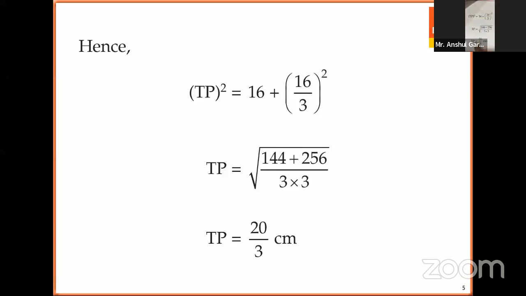So this is TP here. ये TP आ गया 20/3 centimeter. So Priya Sethi ji is saying it is clear. I hope it is clear to everybody else also. Just a little construction was needed and then Pythagoras theorem was applied. That's it. थोड़ा सा construction करके Pythagoras theorem हमने apply करी है और आंसर आ चुका है. Okay. So let us move to the next question.